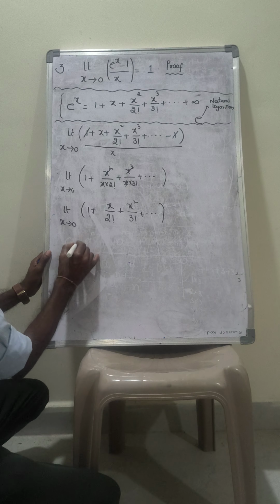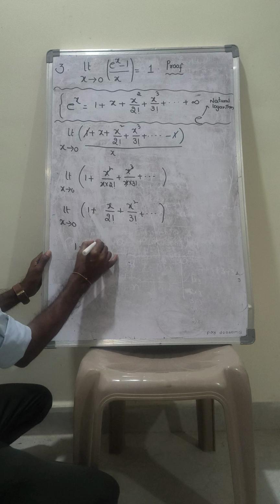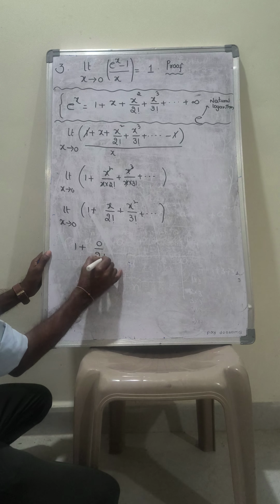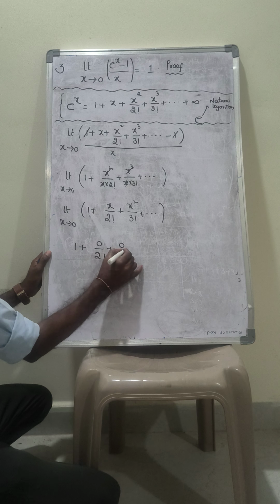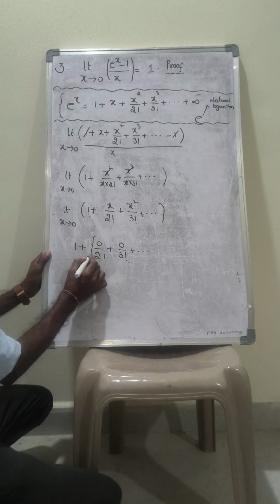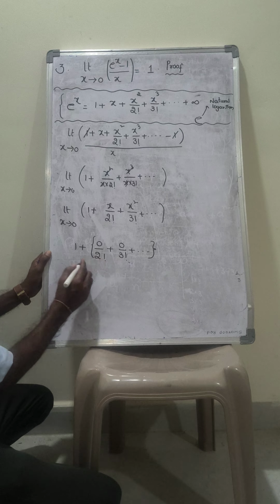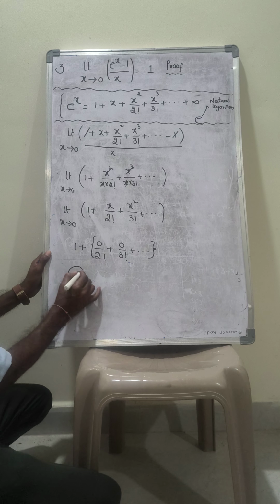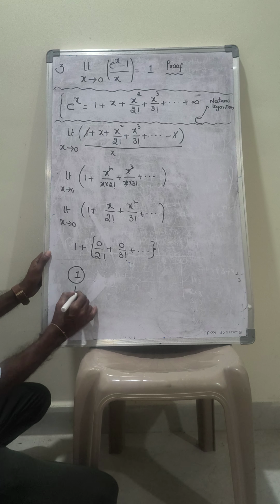If I substitute x value 0, you will get 1 plus 0 by 2 factorial plus 0 by 3 factorial, and so on. So this value is totally 0. So finally you will get 1. Therefore we can write limit x tends to 0, (e power x minus 1) by x, is equal to 1. That is what we needed to prove.